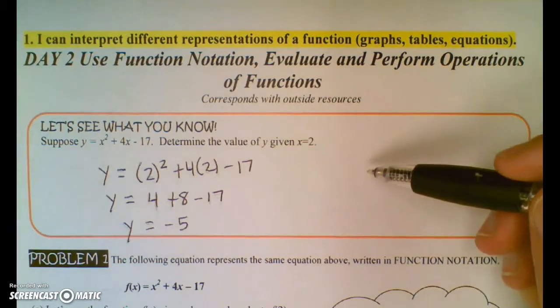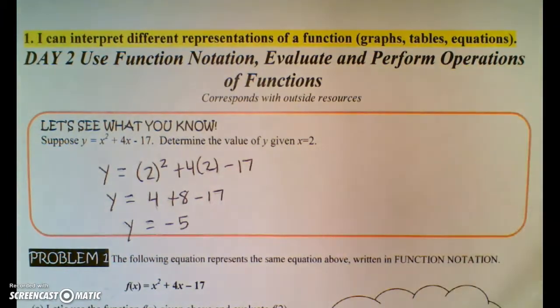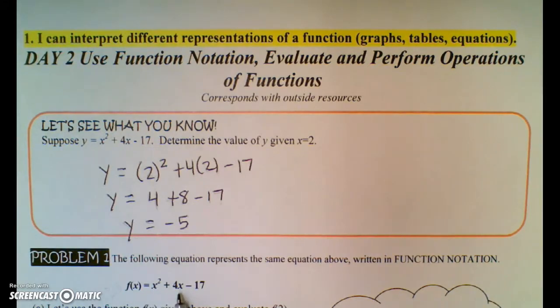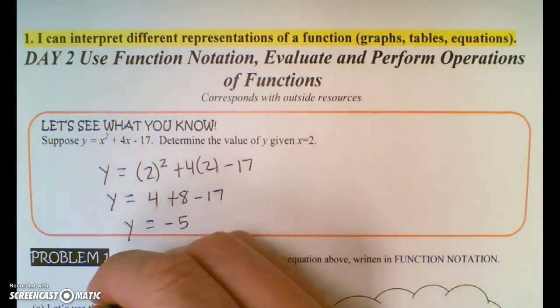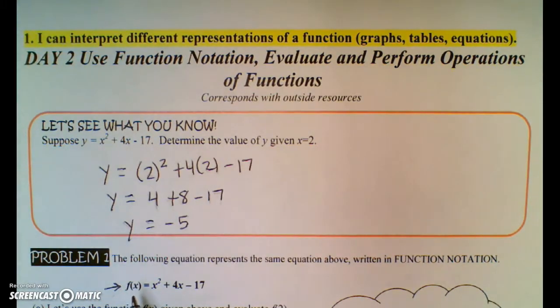We're going to apply this knowledge that we have from Algebra 1 into Algebra 2 using function notation. So for problem 1, the following equation represents the same equation above, just written in function notation. This equation is read as f of x equals x squared plus 4x minus 17. So the new change is that we replaced y with f of x. And f of x is how I pronounce this symbol right here. This doesn't mean f times x. This isn't distributing anything. It's the name of this expression over here, or this function. We say it as f of x.